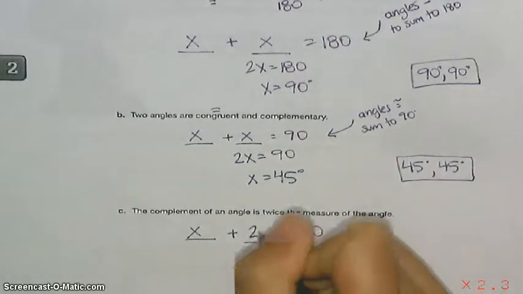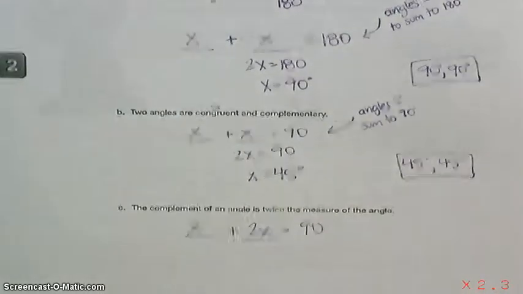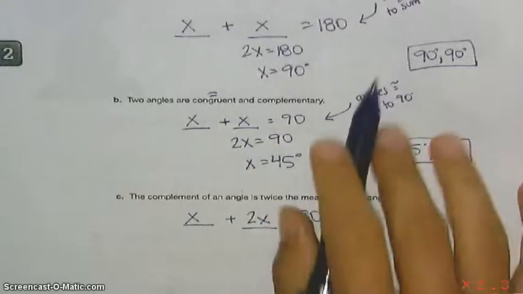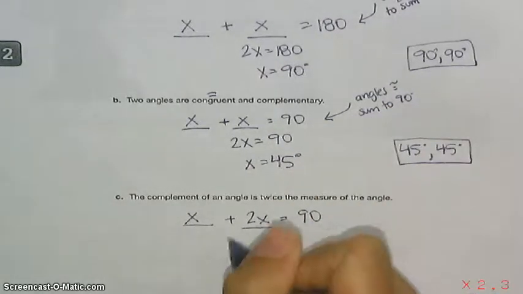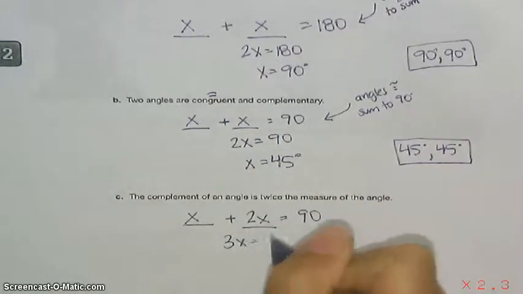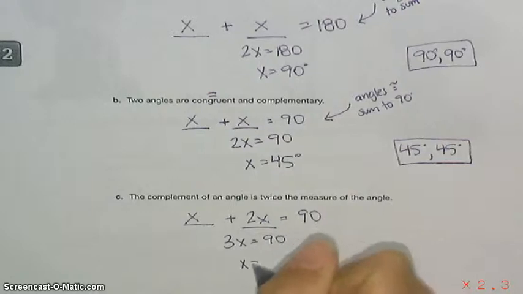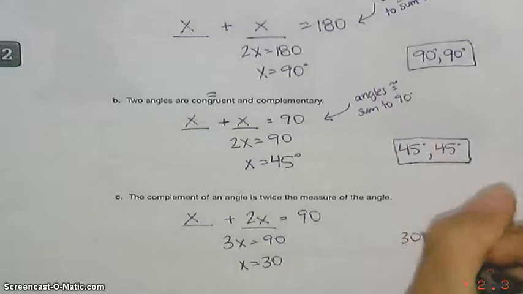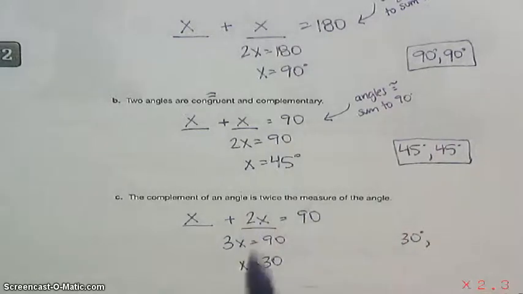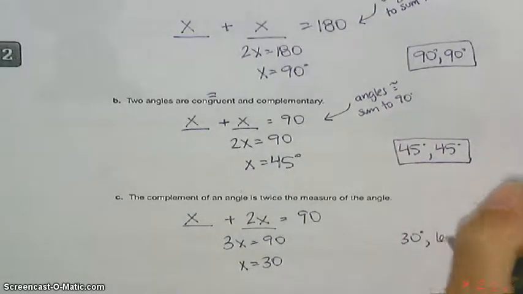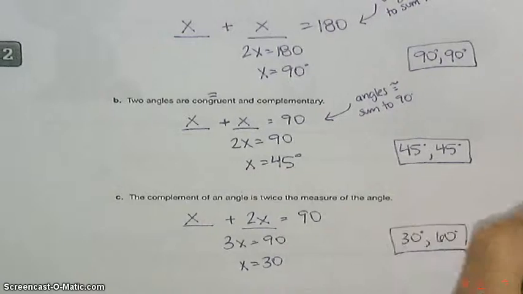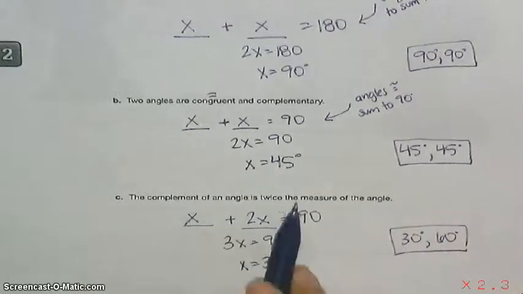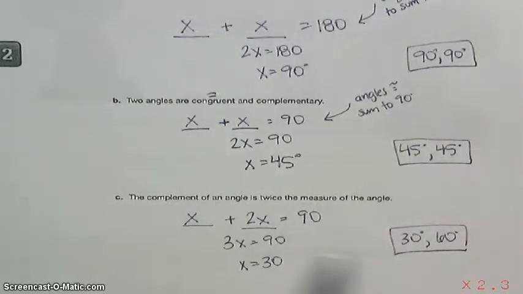So that's going to be 2x. Now you may have done a lot of these in your head, but I'm showing you the algebra that goes with it. So I've got 3x equals 90, x equals 30. So what are my two angles? Well, one of my angles is just x, and my other angle is 2x, so 2 times 30, which is 60. Let's see, does that make sense? Is one twice the other? Yep. And are they complementary? Yes, they make 90.